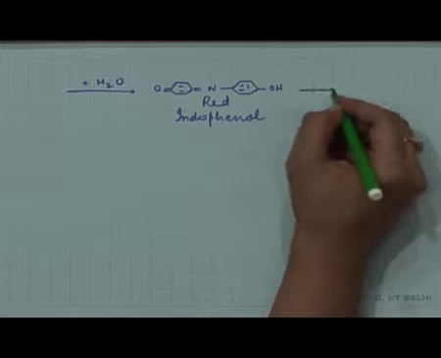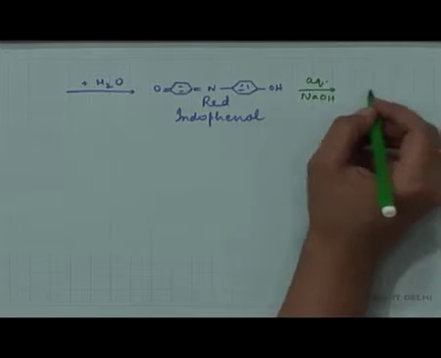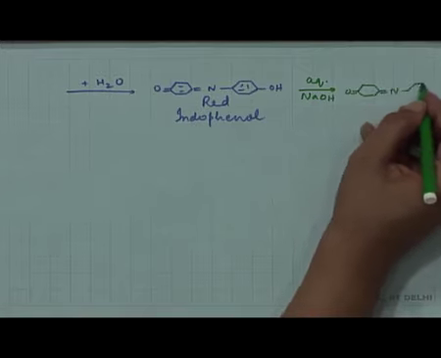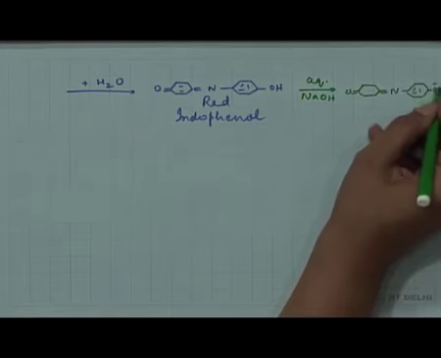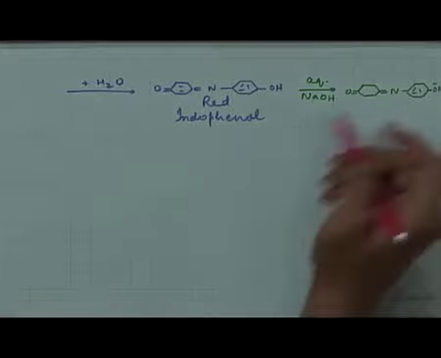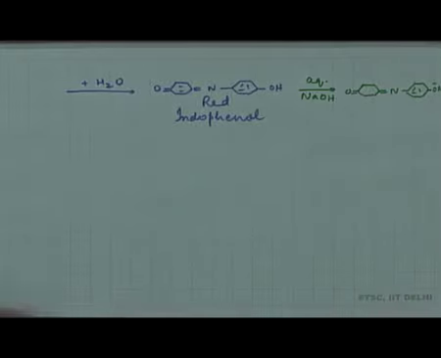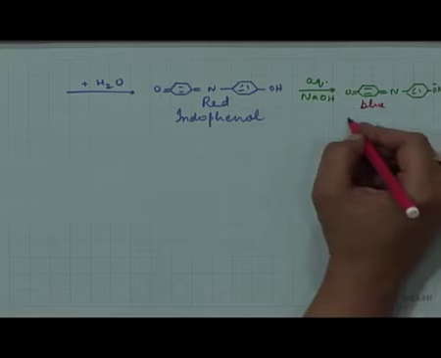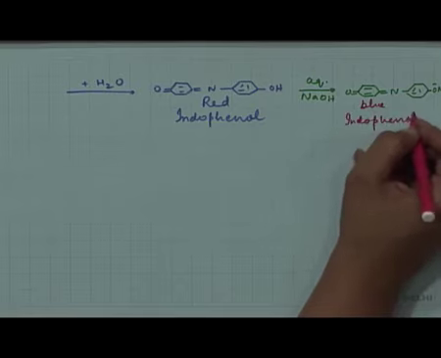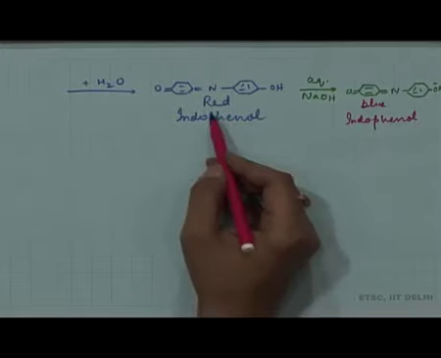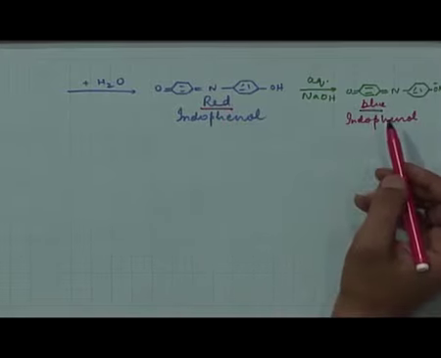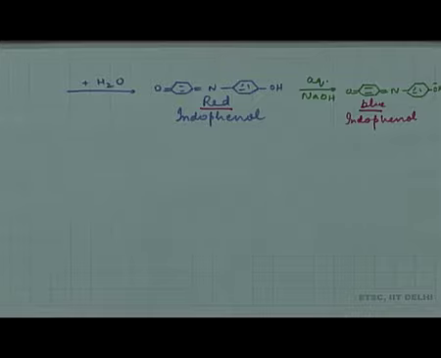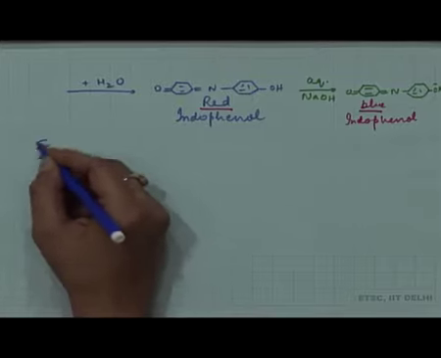and this on treatment again with aqueous NaOH gives you this molecule which is blue in color, and it is also indophenol, existing in the phenoxide ion form. So, you get this change from red to blue, which is a marker that the molecule is a phenol. So, this is actually a color test for identification of phenols, which is used in the lab.